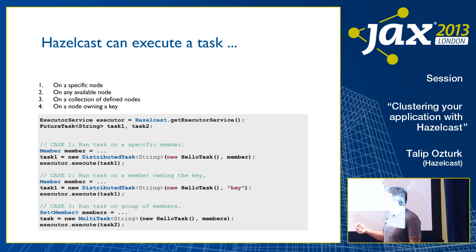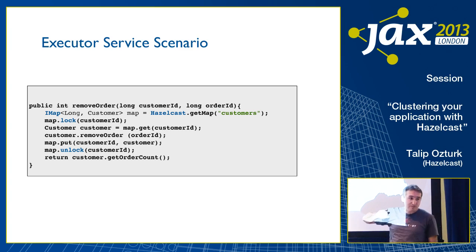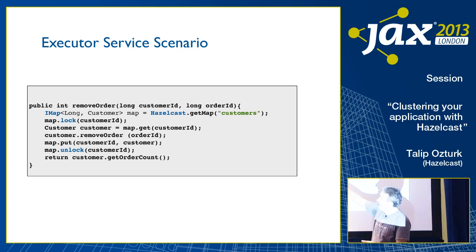So your process will go to the owner of the key and run there. Okay, let's work on an example. Let's say you want to remove an order from a customer, and this is usually what you would do. You get a customer's map, you lock it so that no one is touching that customer right now. You don't have to, but let's say your business requires that level of security, okay? So you lock the entry, get the customer, remove the order, put it back, and unlock.